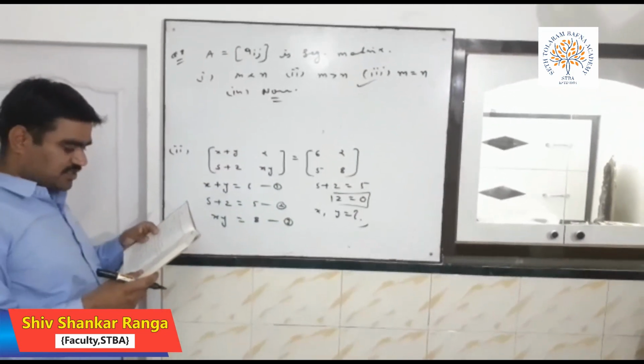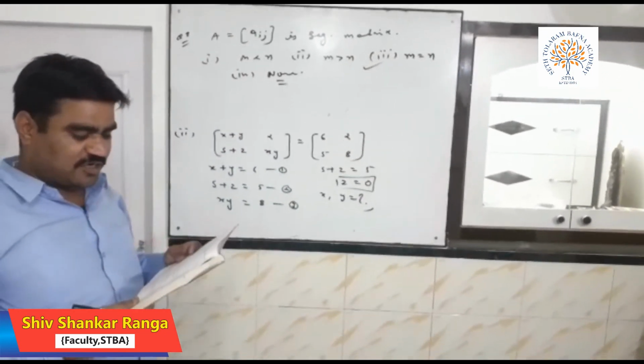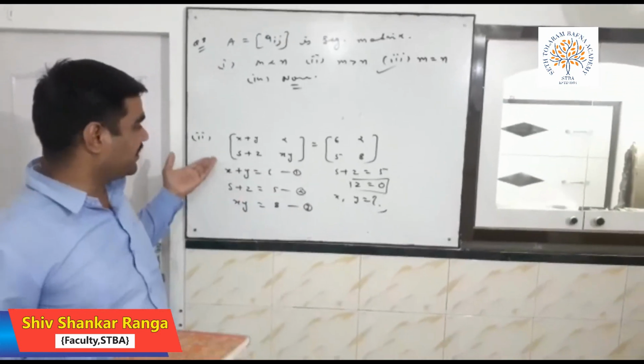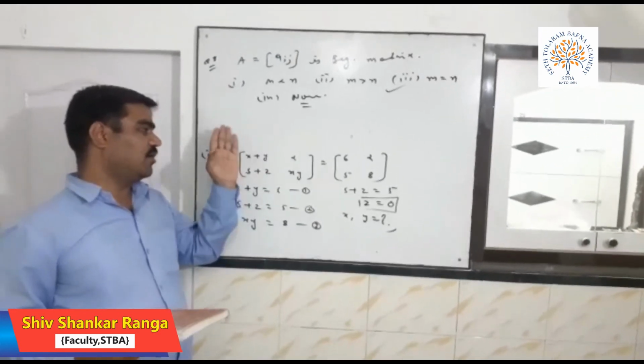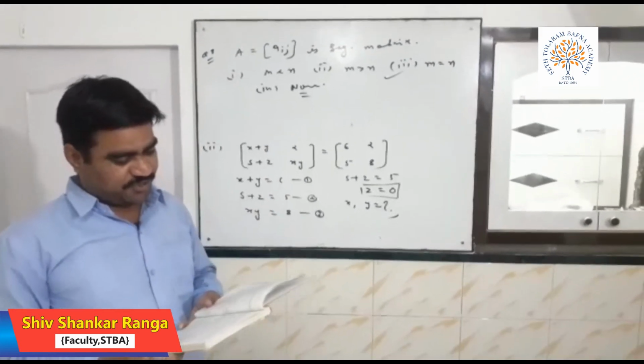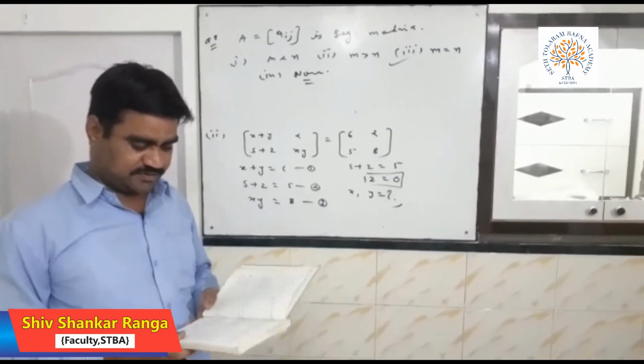Then the last question: for which of the given values of x and y is the pair of matrices equal? You know, if matrices are equal then the order must be the same. If the order is the same then corresponding elements will be the same. Then 3.1 is complete. Okay.